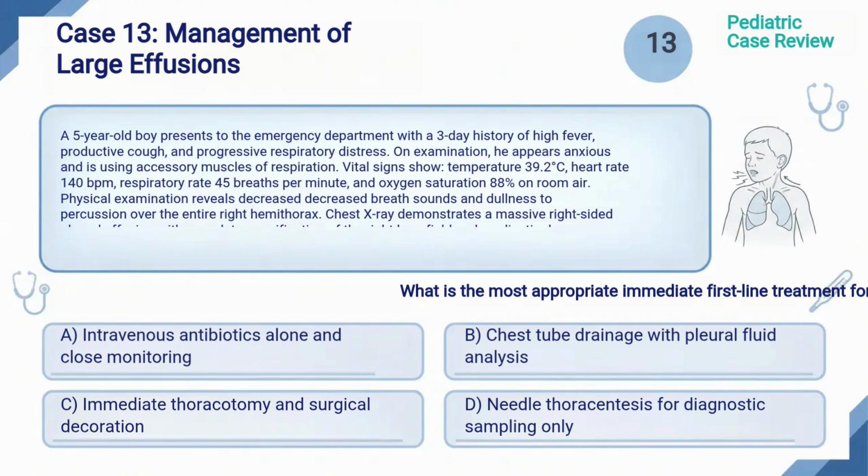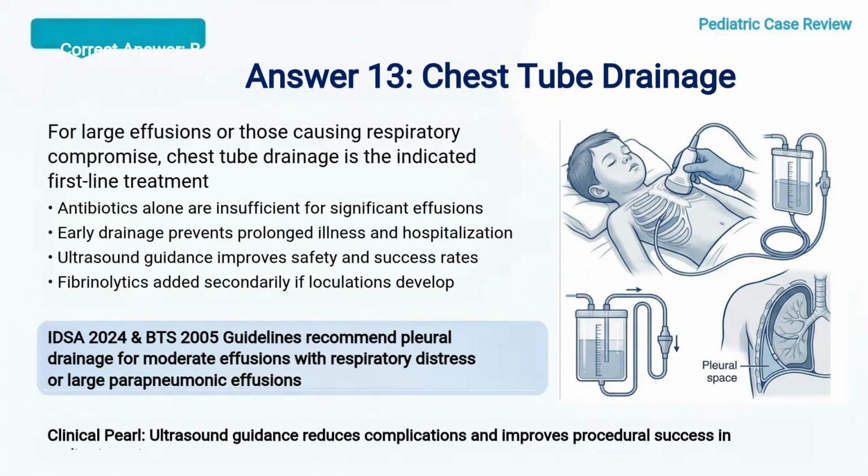Option A, intravenous antibiotics alone and close monitoring. Option B, chest tube drainage with pleural fluid analysis. Option C, immediate thoracotomy and surgical decortication. Option D, needle thoracentesis for diagnostic sampling only. The correct answer is option B, chest tube drainage with pleural fluid analysis.